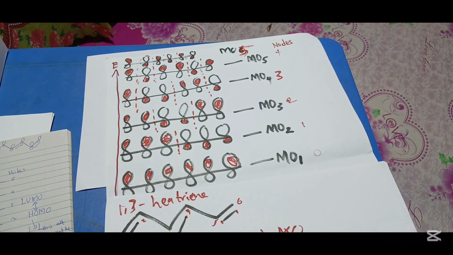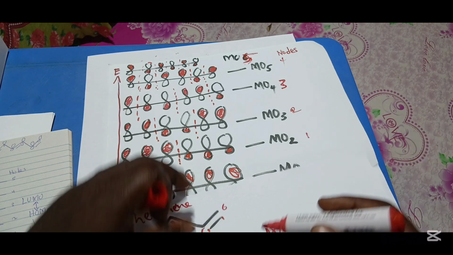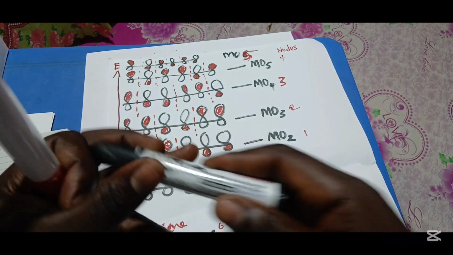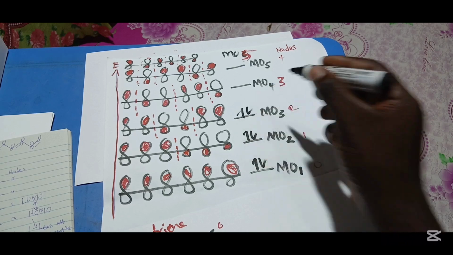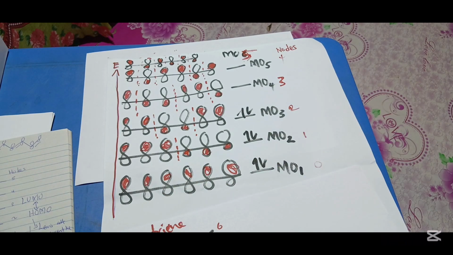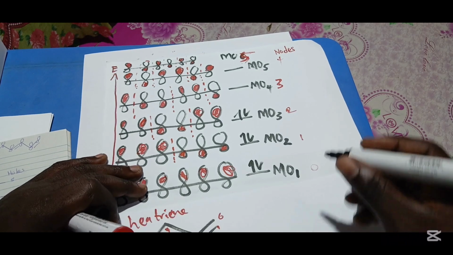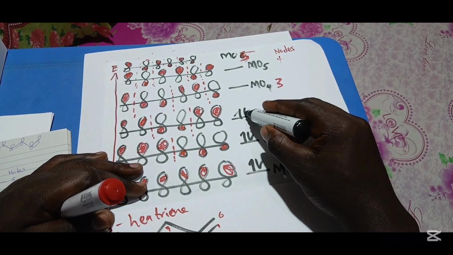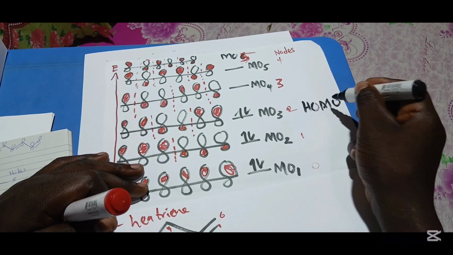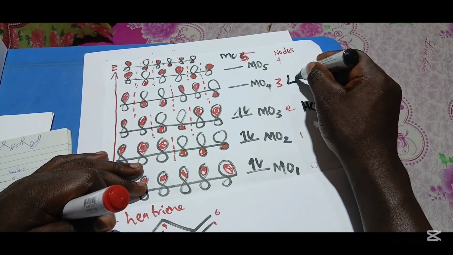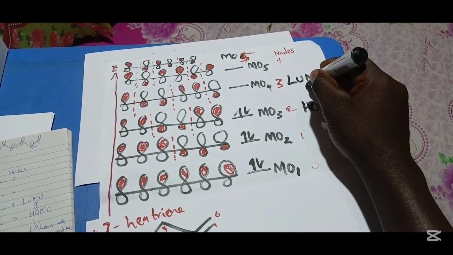So now that we are done, we already knew that 6 electrons were involved. So let's start filling up. 6 electrons, we are going to get 1, 2, 3, 4, 5, 6, right? After this, we are going to identify our HOMO and the LUMO. You will see that this is our highest occupied molecular orbital, HOMO, and next to that is going to be our LUMO, the energy gap.